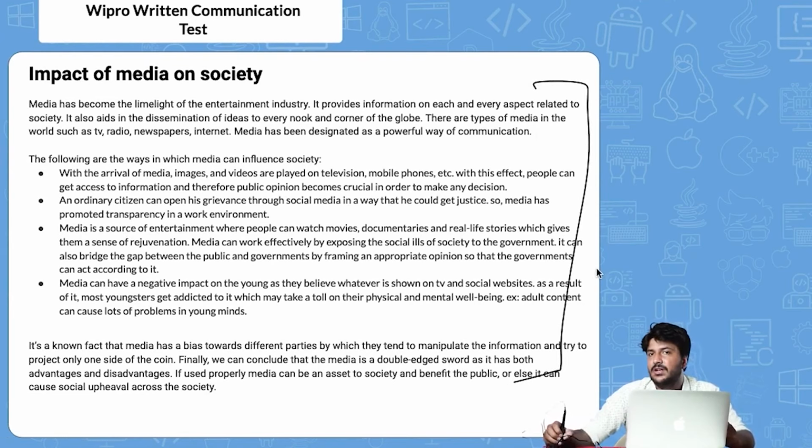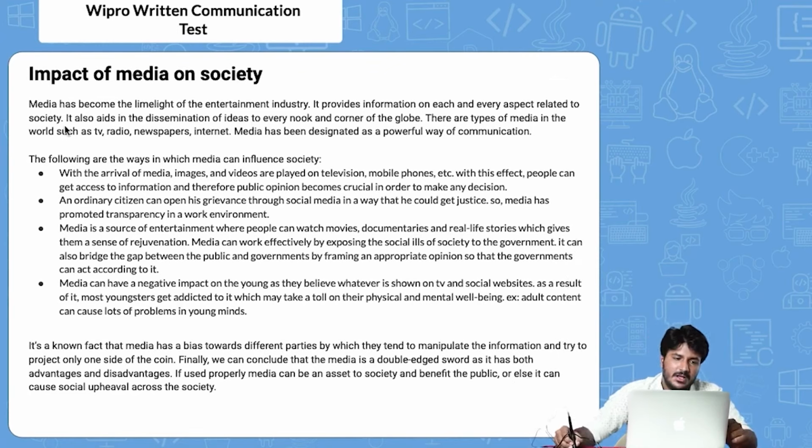These are approximately 400 words. So she's getting penalized here. A few other things that I'll tell you in the meanwhile. So let's go through the whole paragraph. Initially what she's saying is, media has become the limelight for the entertainment industry. Okay, she's introducing the topic.